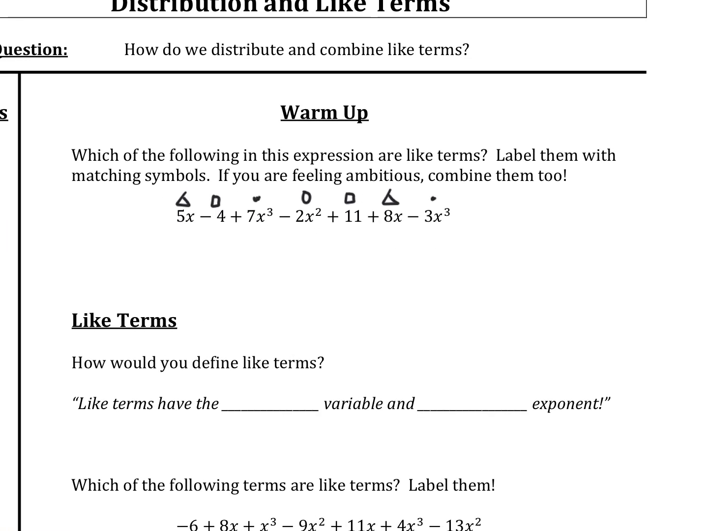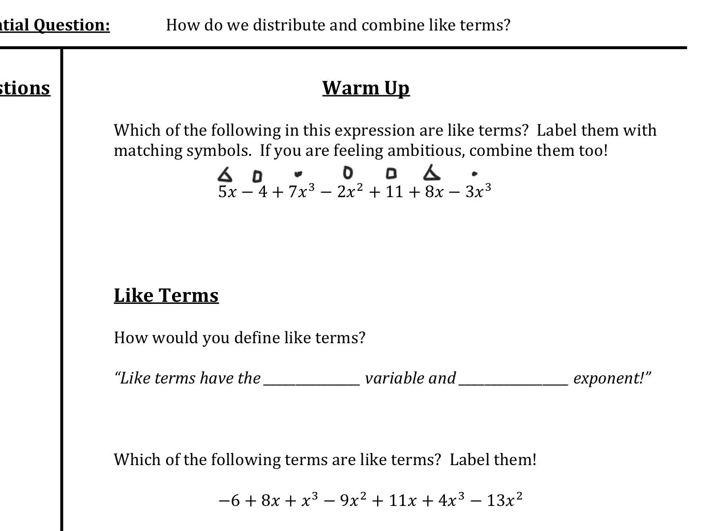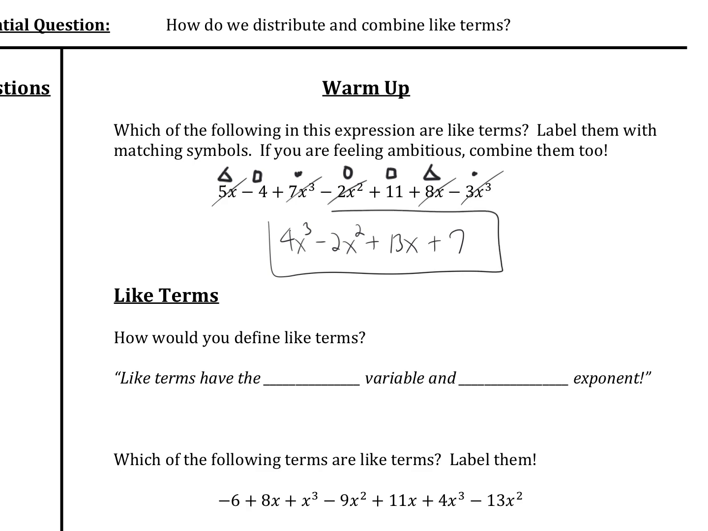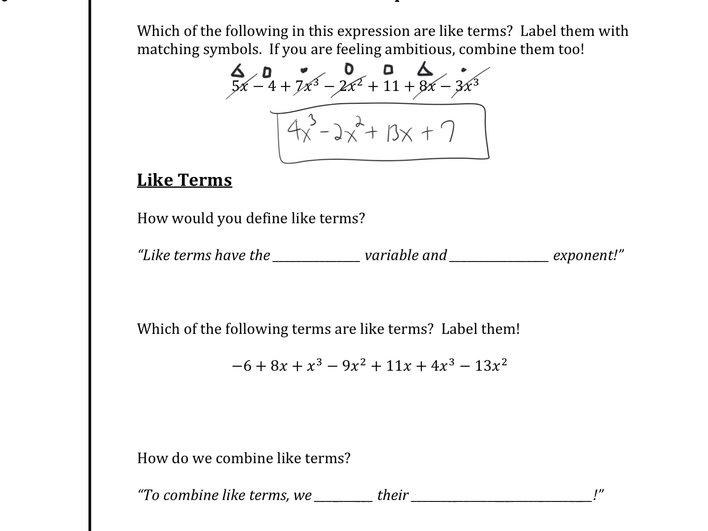And so when we're combining like terms, we're going to add the numbers in front, the coefficients. And so we have 7x to the third minus 3x to the third is going to be 4x to the third. I like to cross them off when I'm done with them, makes it easier to see. Minus 2x squared, that's the only one for the x squareds. Then I have 5x plus 8x is going to be what? 13x. Those are gone. And then I have negative 4 plus 11 is going to be 7. All right, and there we go.